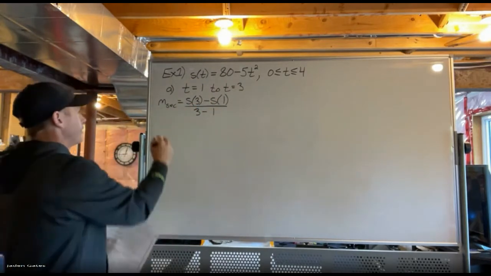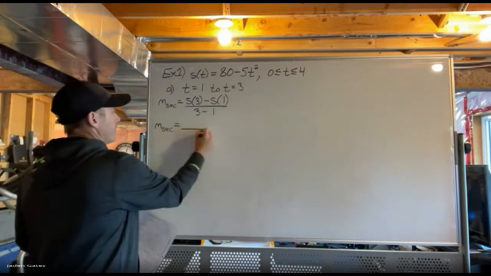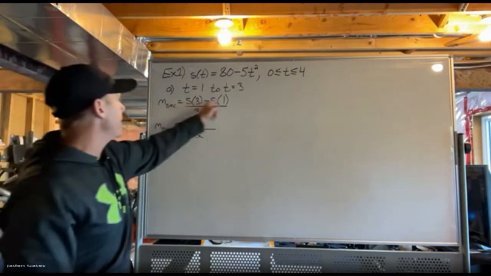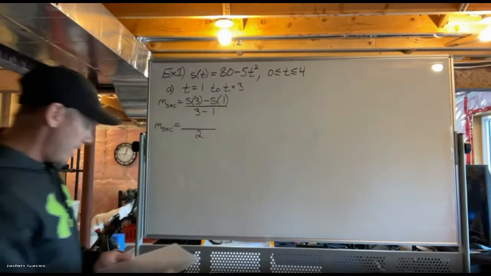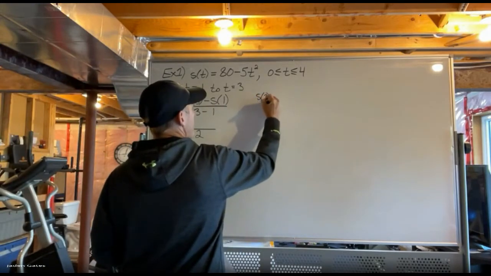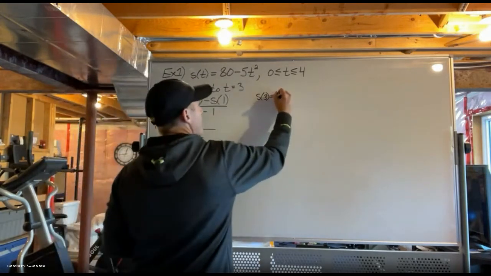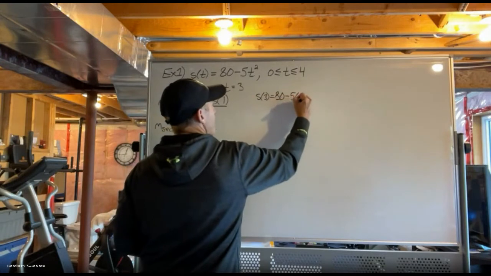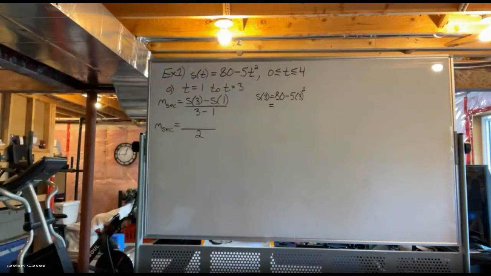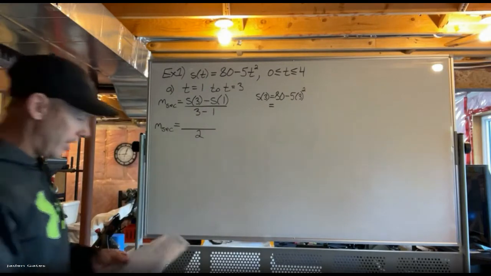All right, now find the slope of that secant. We got in the denominator a 2, but now I got to find s of 3 and s of 1. All right, so now if I find s of 3, again, I always like to do it over on the side. S of 3, I'm going to substitute in here. So we got 80 minus 5 times 3 squared. So I take 3 squared is 9 times 5 is 45. I'm going to get a 35 there.